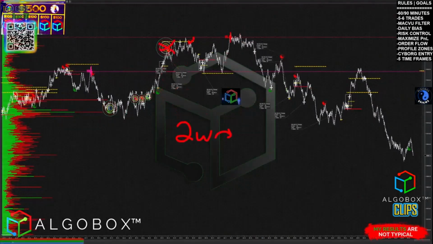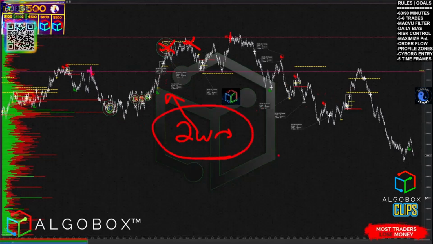Now you don't get this one. You have to wait a while. But what happens if you get 2 winners? That's stacking big cash. That's hundreds, could be thousands, depending on how many contracts you're running. Start over, count 3, stack 2, count 3, stack 2, count 3, stack 2.